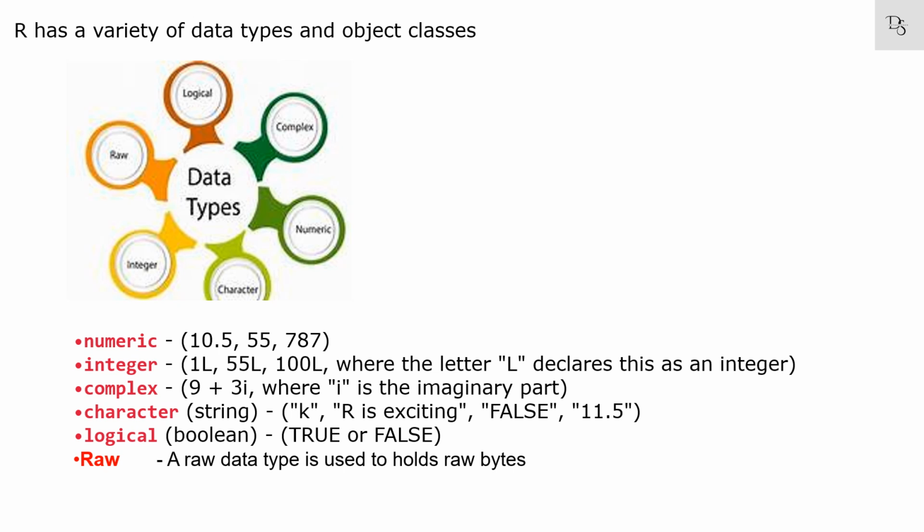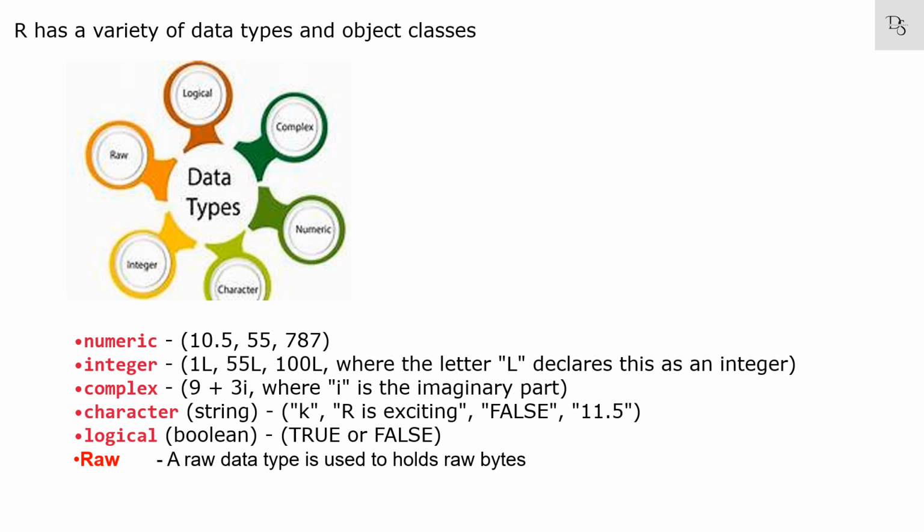First one is numeric. A decimal value is called numeric in R and it is the default computational data type. Next data type is integer. Here L tells R to store the value as an integer. Next, complex. A complex value in R is defined with a pure imaginary part, for example z equals 1 plus 2i, or t equals 7 plus 3i, or 9 plus 3i, like that.